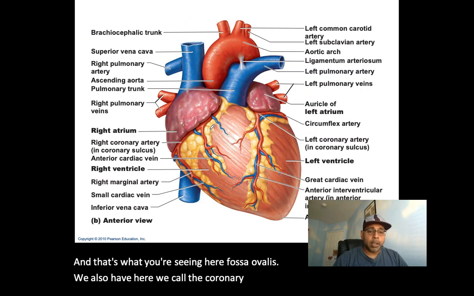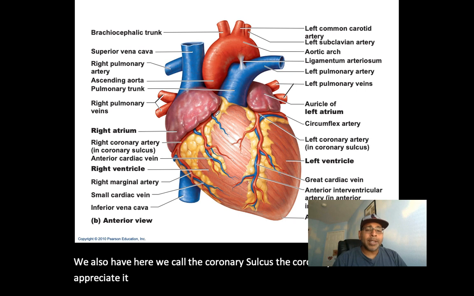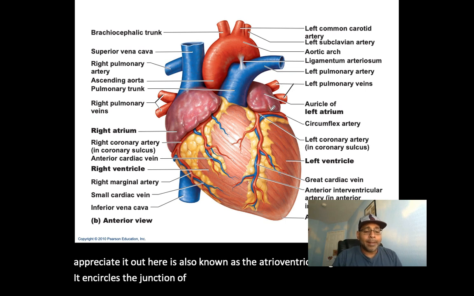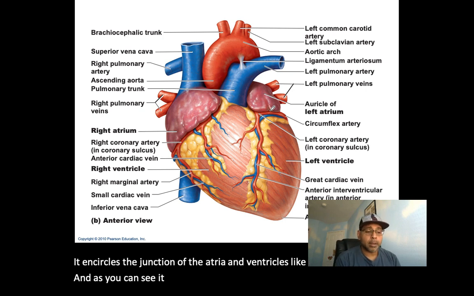We also have here what we call the coronary sulcus. The coronary sulcus, we can appreciate out here, is also known as the atrioventricular groove. It encircles the junction of the atria and the ventricles like a crown, and as you can see, it contains important blood vessels.